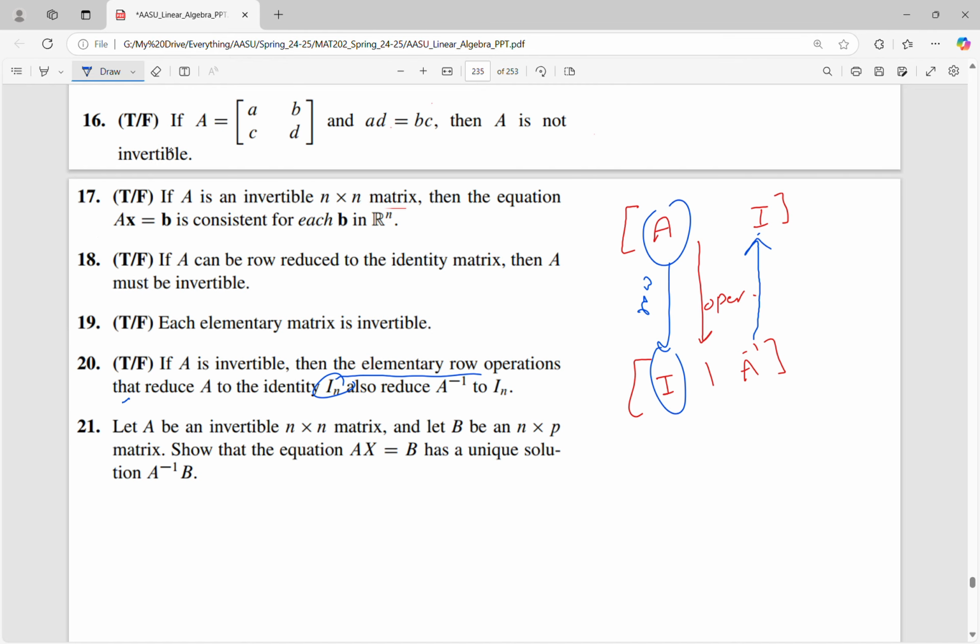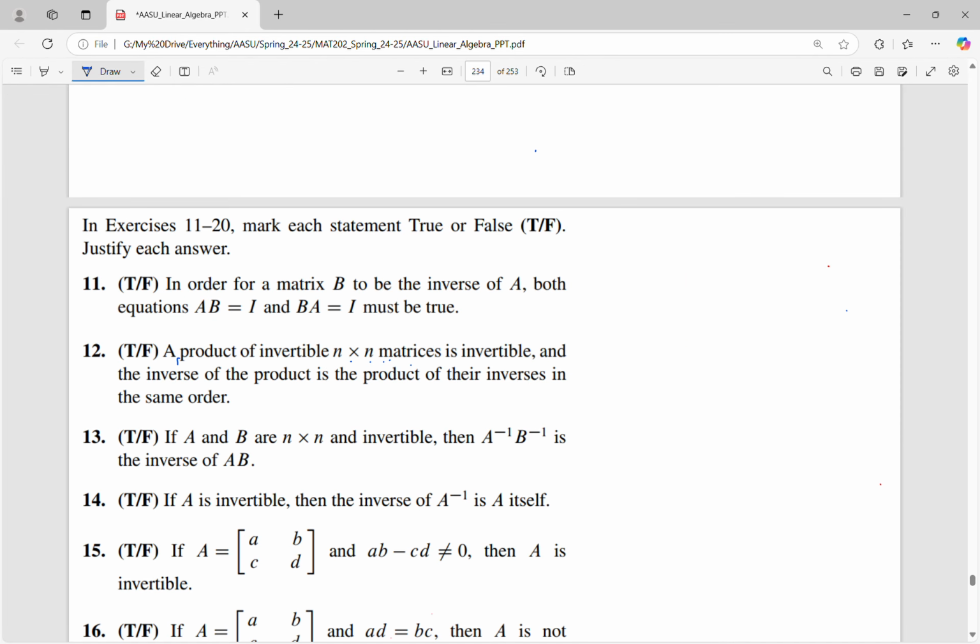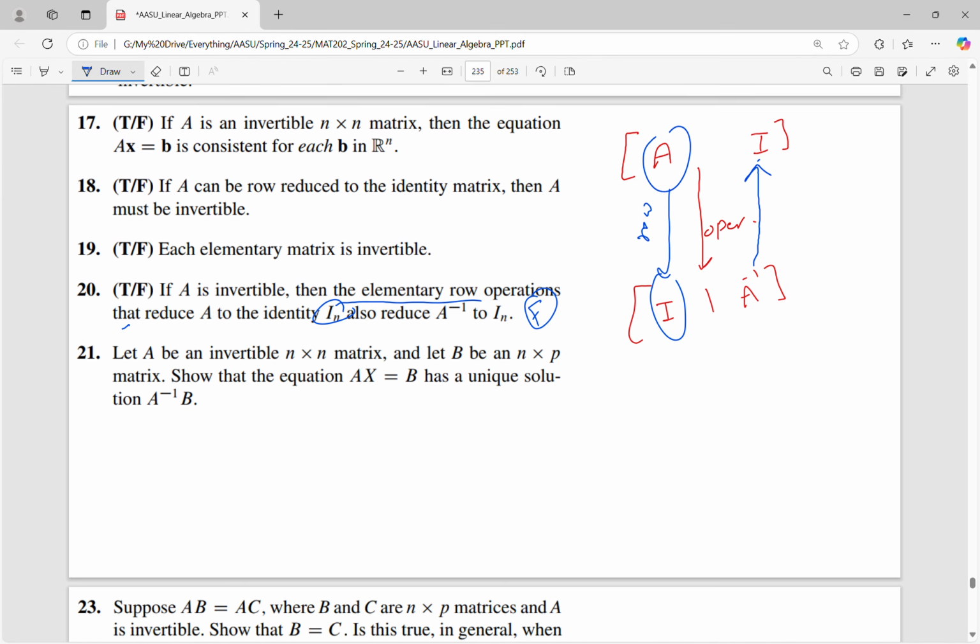This is wrong. Why? Because we need to take the inverse row operations. For example, if from A to I you apply the row operation 2 R1, when you go back, you must apply half R1. These are the inverse elementary matrices. So this statement is wrong.